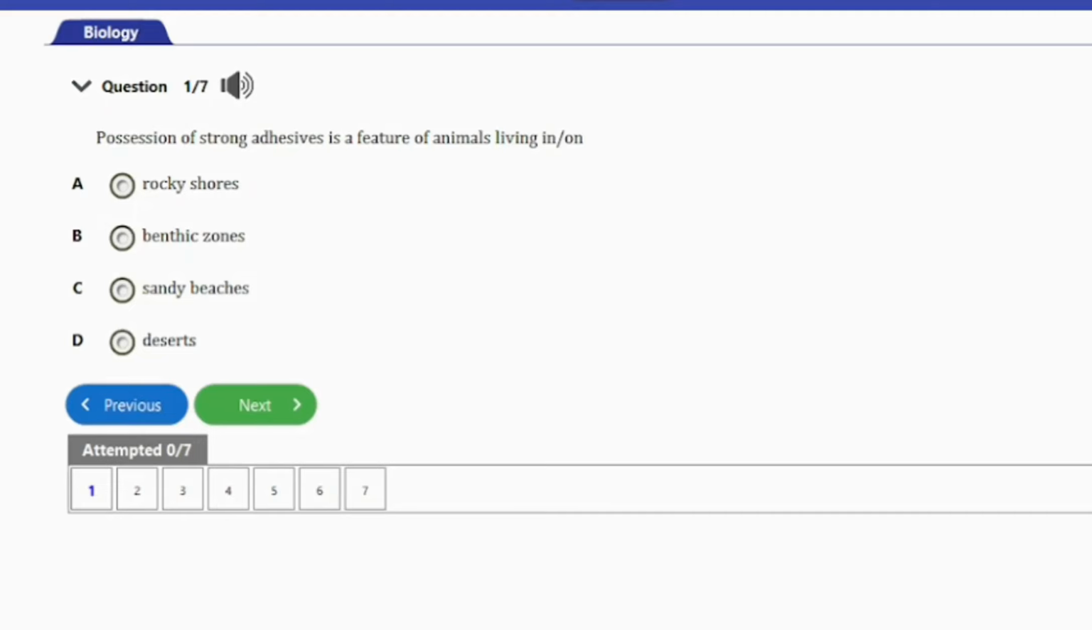It says, possession of strong adhesives is a feature of animals living in or on A. rocky shores, B. benthic zones, C. sandy beaches, D. deserts. So guys, the answer to this question is option A, and that's rocky shores. So that's the answer to this question. Let's go ahead and consider the next question.